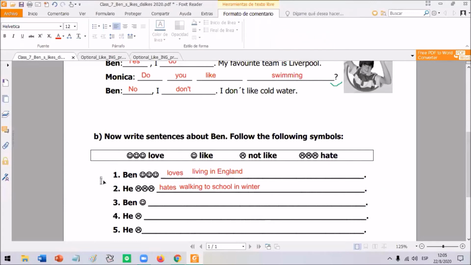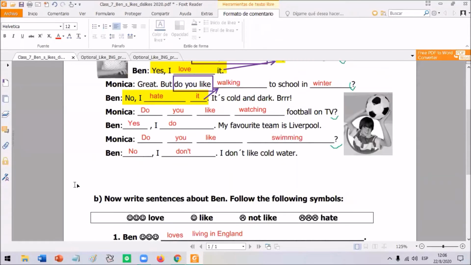All right? Well, let's see if you can help me with the next. Look at number three. Ben, okay, one smiley face. Look, the action here is like. So, what do I write first? ¿Qué es lo primero que tengo que poner según esta carita y lo que vimos en los ejemplos de arriba? Can you write it on the chat? Yes, very good. Ben likes. The action like with S. Ben likes what? What does he like? Let's take a look.